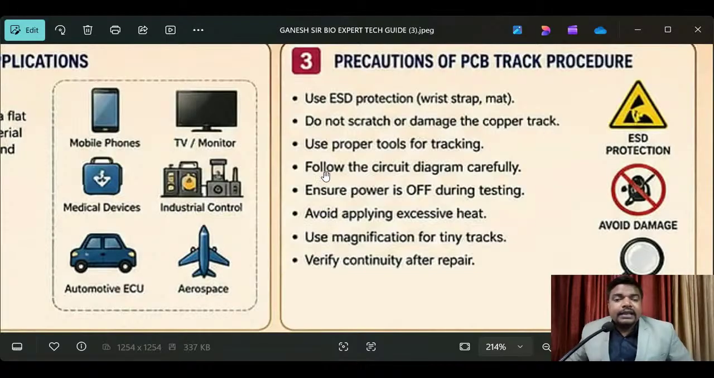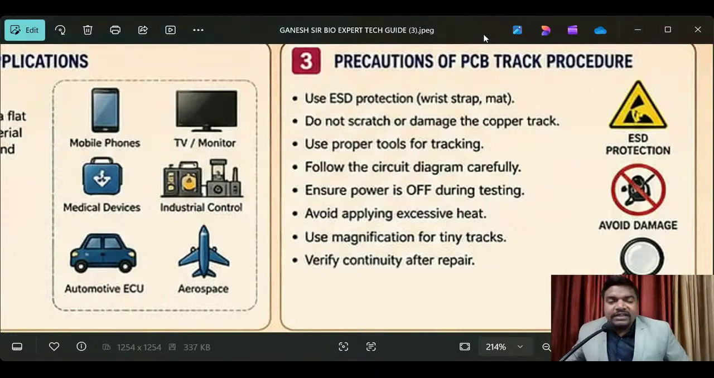Next, use proper tools for tracking and follow the circuit diagram carefully. If you are a junior biomedical engineer, you may not have an idea, so you should follow the instructions of a senior biomedical engineer. Today you are a junior, tomorrow you will become a senior, and then you should be capable of giving instructions to upcoming biomedical engineers. It is a cycle. Now, ensure power is off during testing, avoid applying excessive heat, use magnification for tiny tracks, and verify continuity after repair.